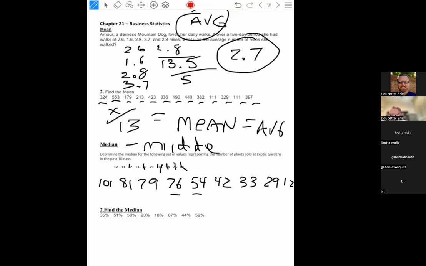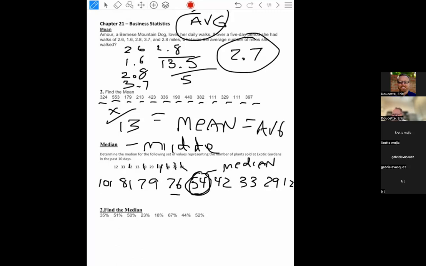Or no, actually, I'm sorry, that's perfect. The middle one is 54. So that is your, 1, 2, 3, 4, 5, 1, 2, 3, 4. So the middle number is 54. That is your median. That's all you need to do.